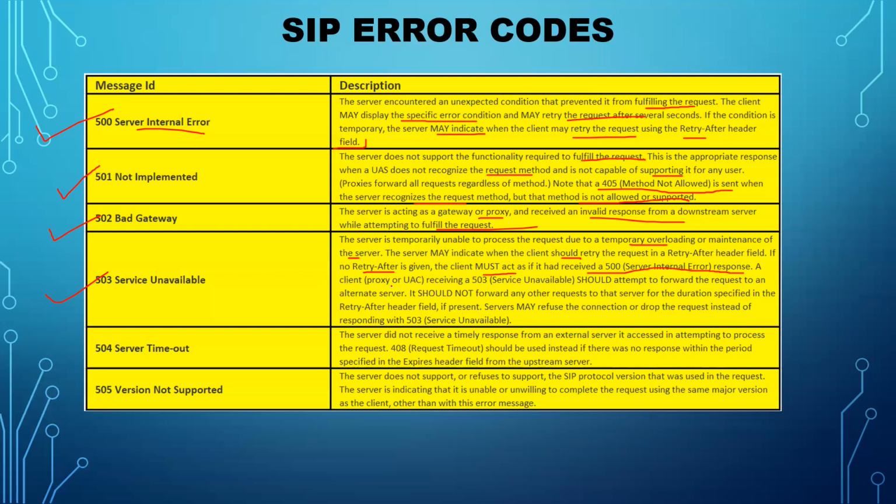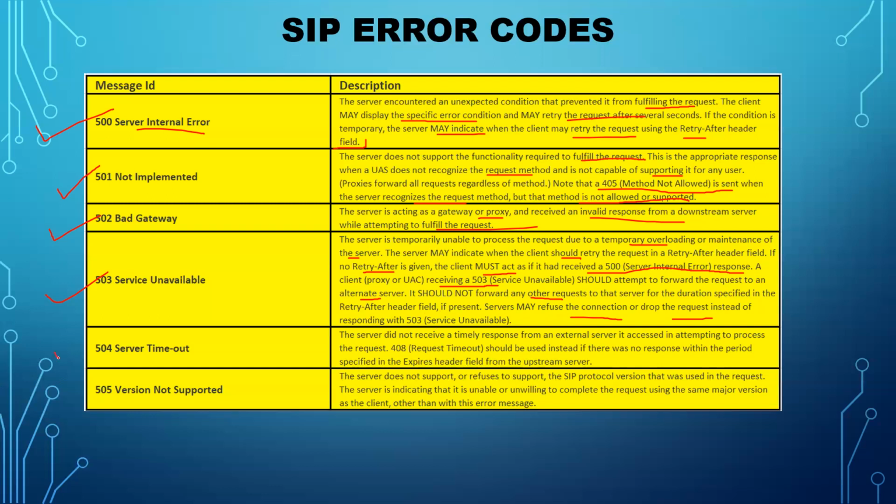And a client proxy UAC receiving 503 Service Unavailable should attempt to forward the request to an alternate server, right? If you're getting this one, then it will send the request to an alternate server. It should not forward any other request to this particular server which sent the 503 Service Unavailable for the duration specified, if present. Servers may refuse the connection or drop the request instead of responding with 503. It can refuse the connection directly without sending 503 Service Unavailable. Maybe it will send you the 500 Server Internal Error.